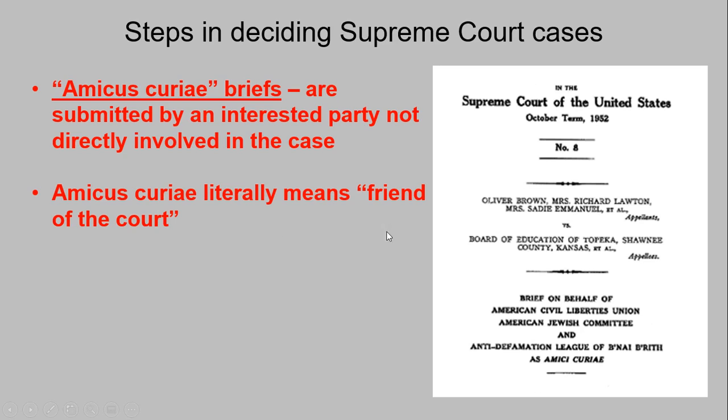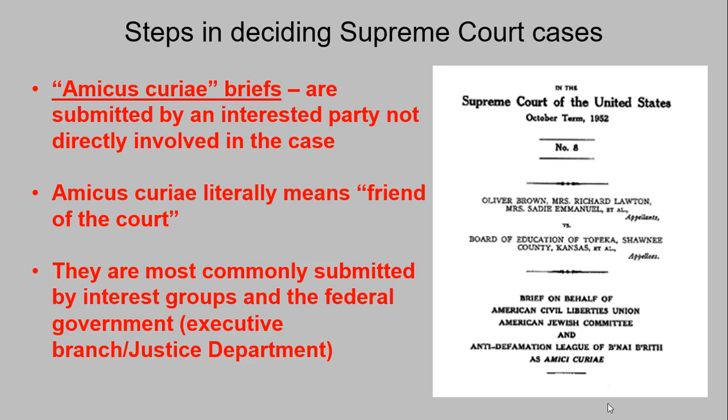So amicus curiae literally means friend of the court. Basically these groups are like, hey, we just want to be helpful here. We want to give you some advice on how we think you should decide this case. They're usually submitted by interest groups. For example, if there's a gun rights case, guaranteed the NRA is going to write an amicus curiae brief arguing in favor of whoever's on the pro-gun side, right? Often they're written by executive agencies, or the Justice Department will often write amicus curiae briefs explaining their opinion on the case.